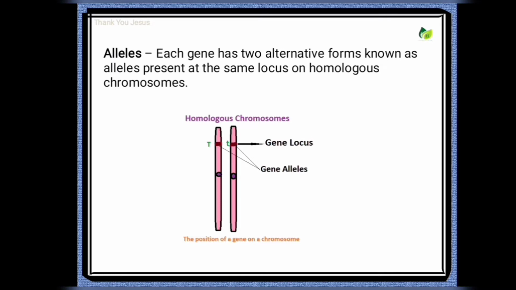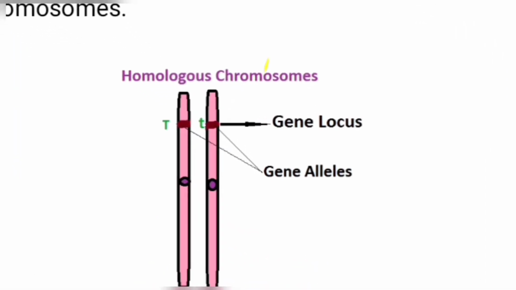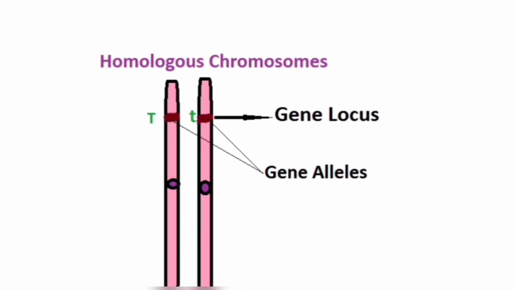These two alternative forms of a gene are called alleles. Among these, one is dominant over the other. They are present on two homologous chromosomes in the same locus. Look at the picture. These two, capital T and small t, both are the alleles. One is dominant over the other.